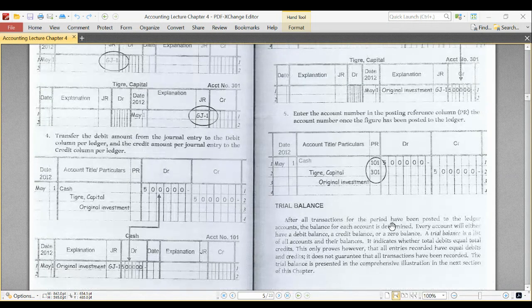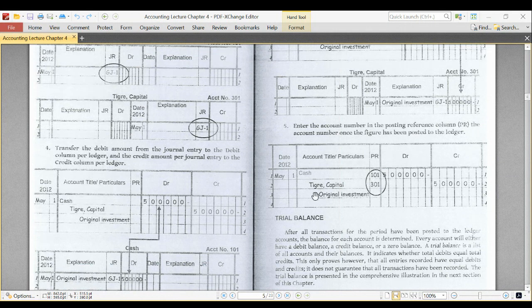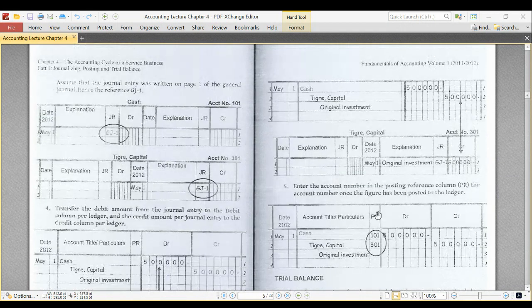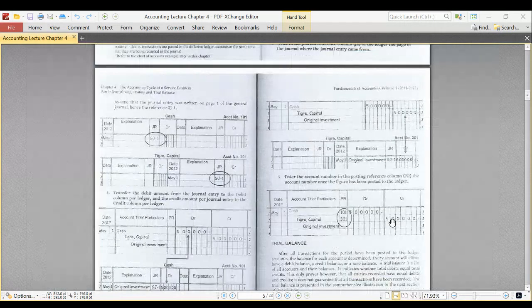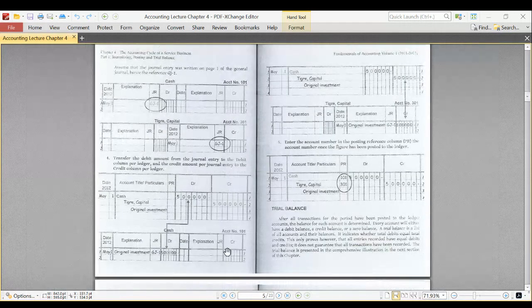And then, ito, ano ba to? Ito yung account number. Ito yung sa journal. So, again, ito yung sa journal, ito yung sa ledger. Pag journal, diretso lang, debit, credit. Pero pag ledger, specific siya, magkahiwalay ang bawat account. So, may ledger for cash, may ledger din for capital.